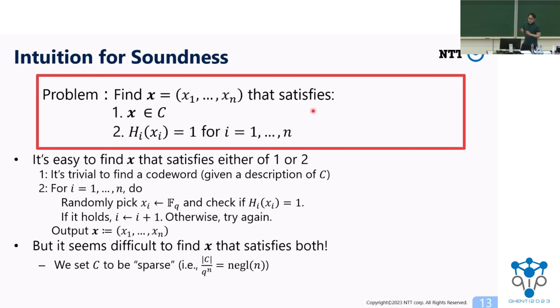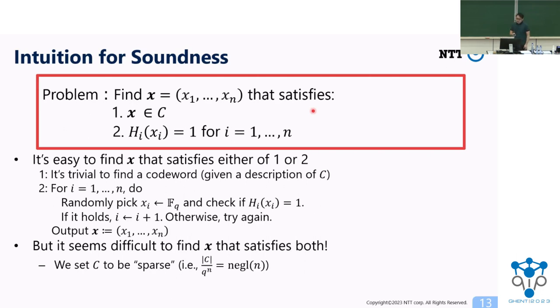For each i from 1 to n, do the following. Randomly pick xi from Fq, and check if hi of xi equals 1. If it holds, then go to the next i. Otherwise, try the same procedure again until it succeeds. Finally, we get x1 to xn, and we concatenate them and get x. Then we can see that x obtained by this procedure satisfies condition 2, because we chose xi so that hi of xi equals 1.